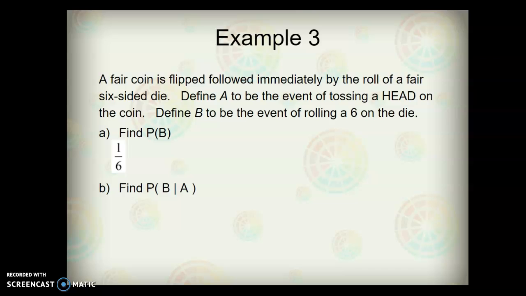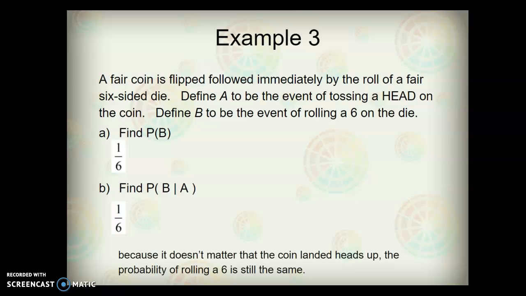It doesn't matter that we got a head. We still have the same probability of rolling a 6 on our die. So head or tail, regardless, the probability of rolling a 6 is equal to 1/6. So it doesn't matter what happened previously. The probability of rolling a 6 is 1/6.